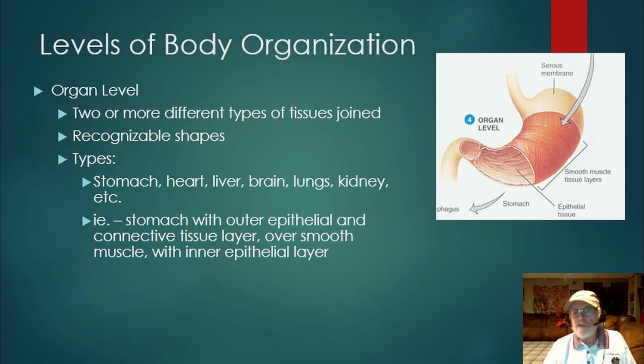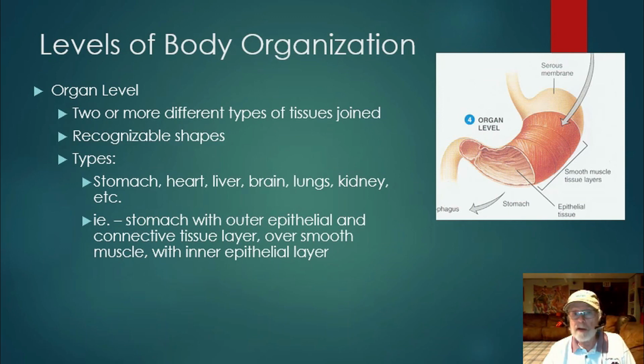Heart: if I was to draw a picture of a heart, I would think everybody would draw a picture of a heart. A brain, everybody draws a picture of a brain. So I have a reproducible shape. There are some variations and stuff like that. But what happens is, in each of those organs, I have a bunch of different types of tissues that are put together for a common function or common purpose.